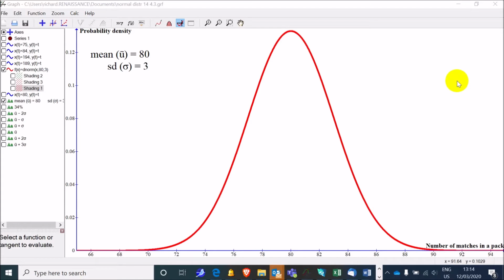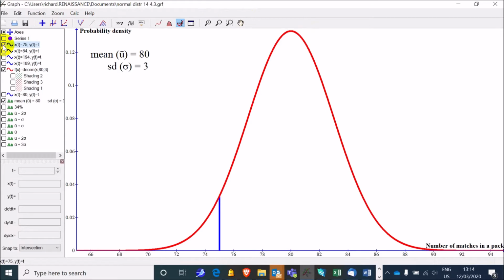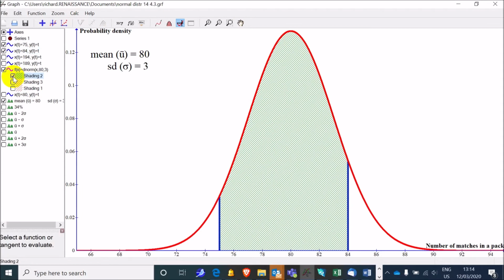So I've drawn this normal distribution graph. And the question that we are asking then is, if I take a matchbox at random, what's the probability that there are between 75 and 84 matches? Now, it can be any two numbers, but in this particular case, I used 75 and 84. So I'm actually wondering, what is the probability within that shaded area that I have between 75 and 84?